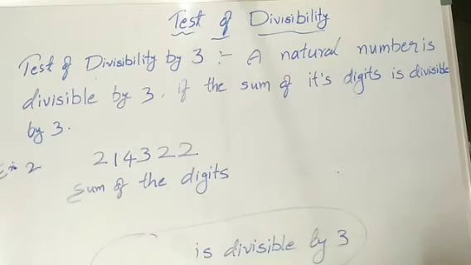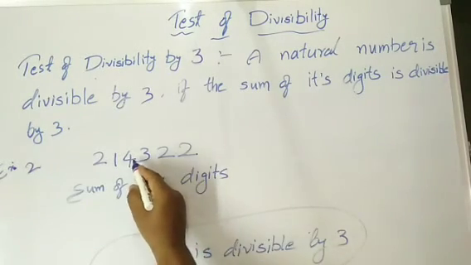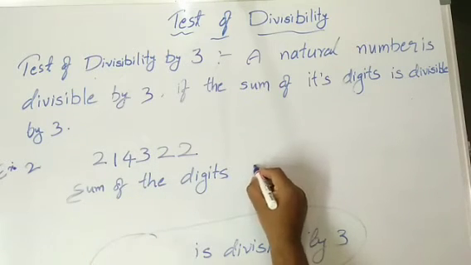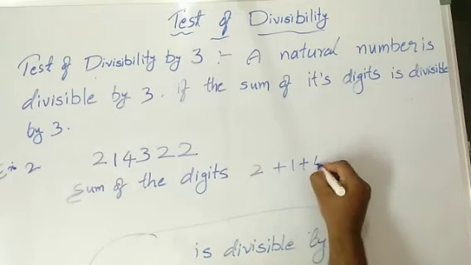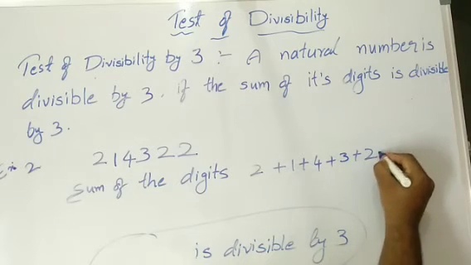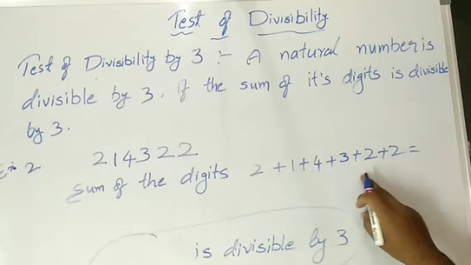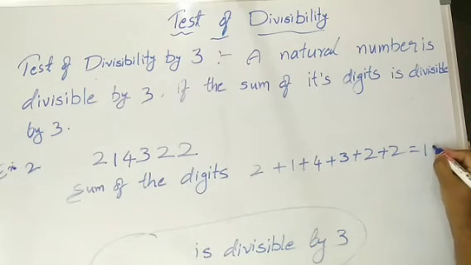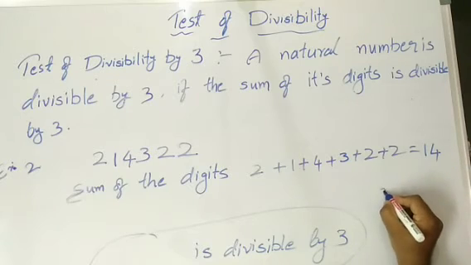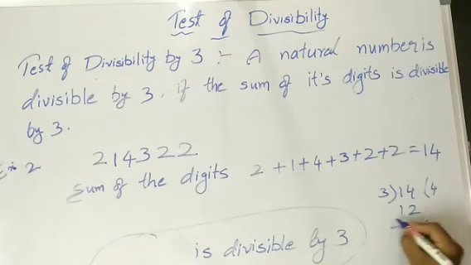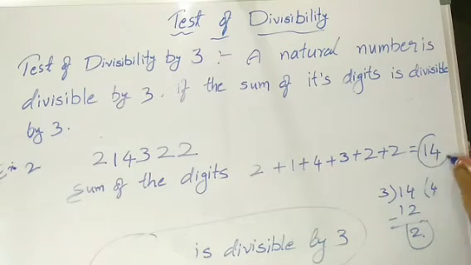Now I take another example. Here that's 2,14,322. So sum of the digits means 2 plus 1 plus 4 plus 3 plus 2 plus 2. So that is, see, 2 plus 1 is 3, plus 4 is 7, plus 3 is 10, 10 plus 4 is 14. See, if we check 14, 3 fours are 12, 2 remains, so it won't go. So then 14 is not divisible by 3.